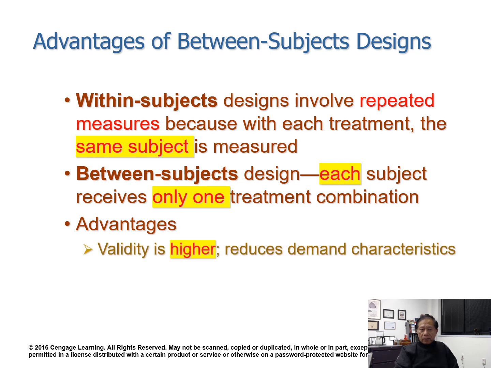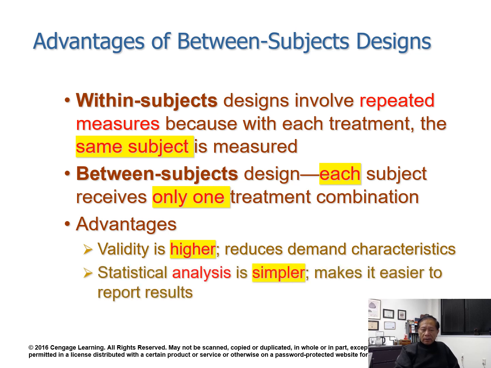What's the advantage for between? If you have a between subject design, the validity is higher. Reduces the demand characteristic. And statistical analysis is simpler, which makes it easier to report results. Of course, you can imagine, it's also more costly.